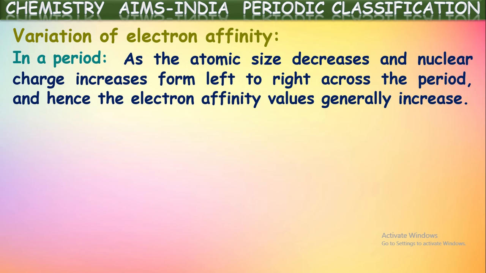So what happens? It will attract the electrons easily and hence it releases more amount of energy. So we can say as the size decreases, electron affinity increases. We know in a period from left to right, size decreases. So we can say electron affinity, or electron gain enthalpy, in a period from left to right, increases.